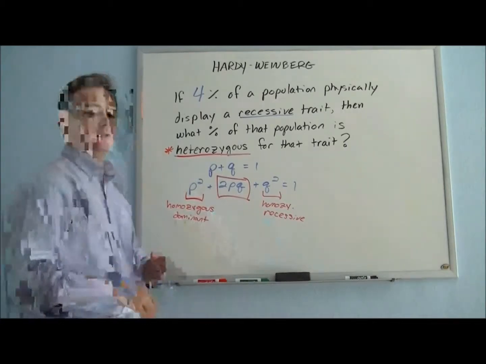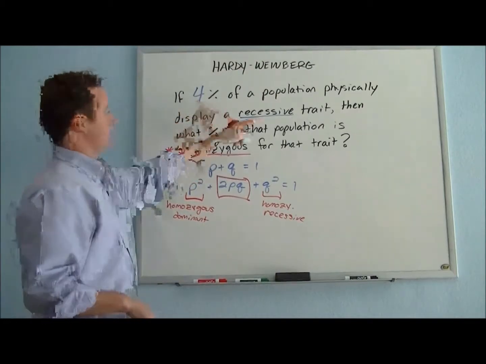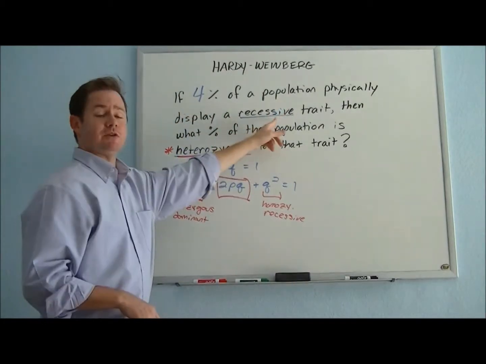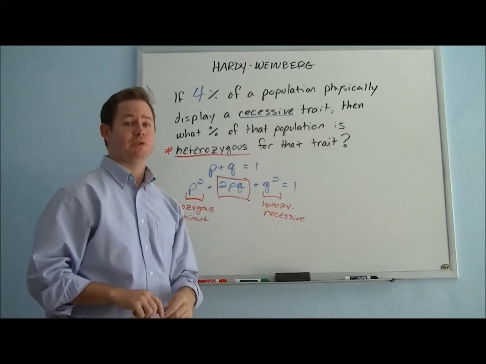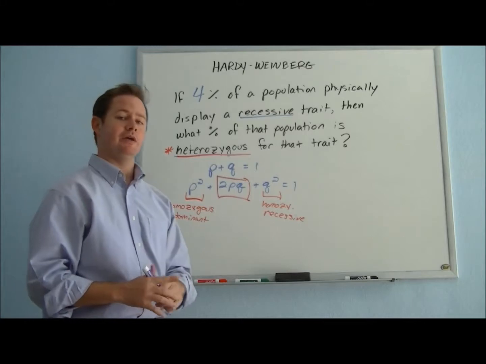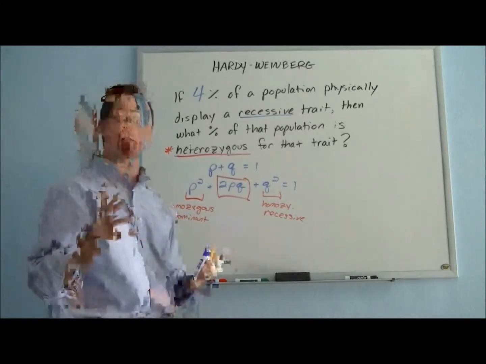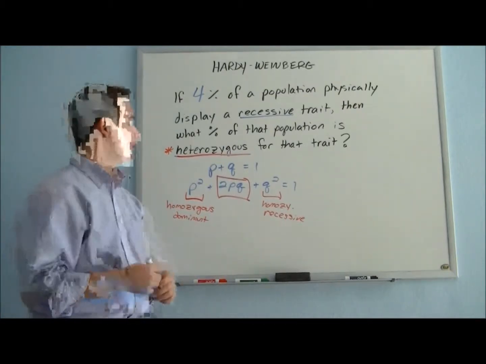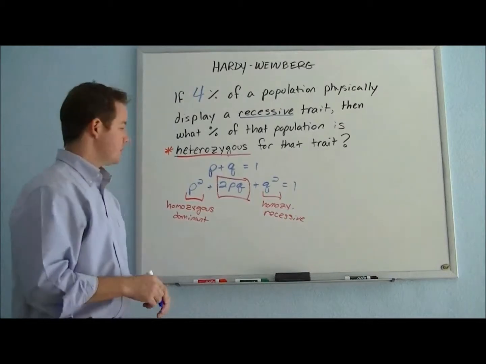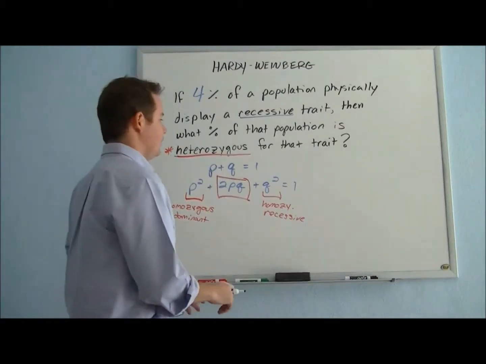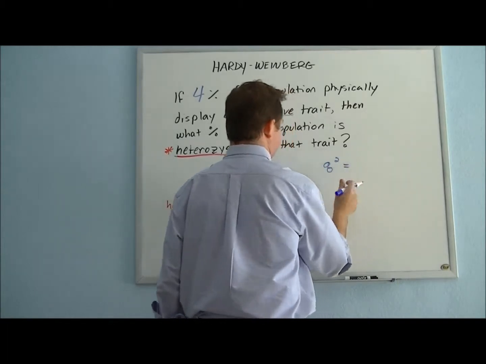So this is ultimately what we need to solve for, but first we need to use the fact that they give us 4% of the population that physically displays the recessive trait. And that is going to refer to your homozygous recessive portion of the population, your q squared. Because in order to actually physically display or have a phenotype that is recessive, it means you need to have both copies of that recessive allele. So in this case, we would have q squared, which represents the portion of the population that's homozygous recessive.